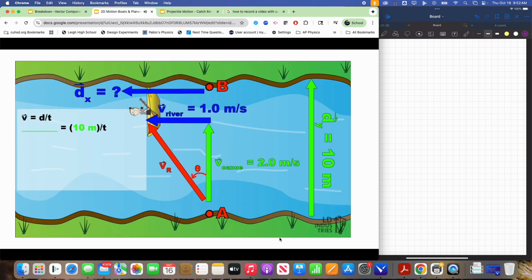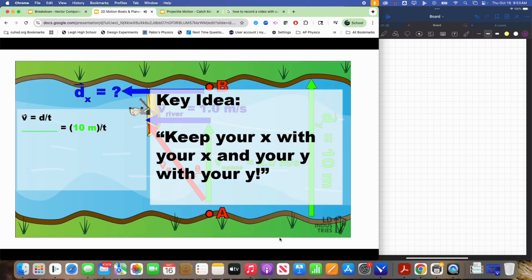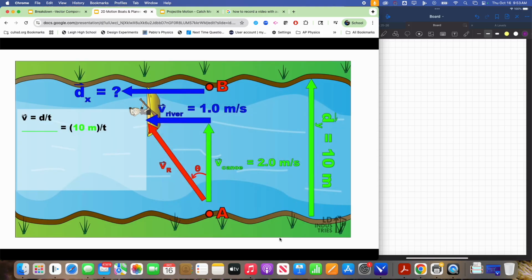There's a key idea here that helps you work this out. When you're working with kinematics formulas, you need to substitute in x vectors with other x vectors and y vectors with other y vectors. Or, as I often say in class, keep your x with your x and your y with your y. This means that if you substitute in a y displacement, like 10 meters, you have to also sub in a y velocity, in this case 2 meters per second.